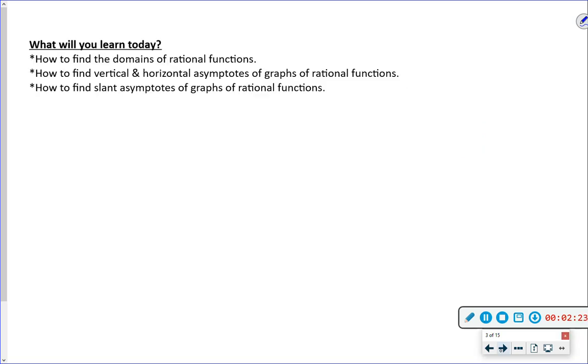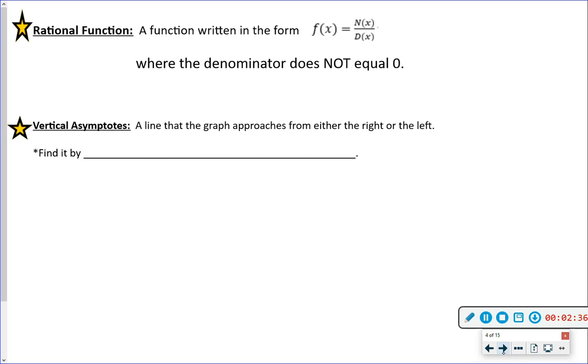Okay, so I already kind of rambled about domains, but we're going to do some more of that. We're going to talk vertical and then horizontal asymptotes. And then I'm also going to show you some of them have a slant, a diagonal line that is a boundary to help draw your curves here today. So let's first talk about vertical asymptotes.